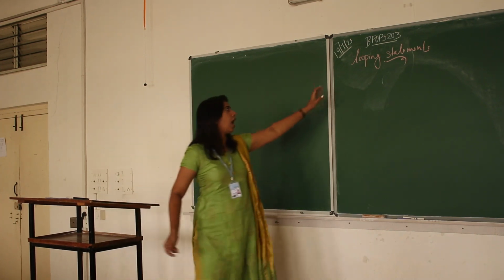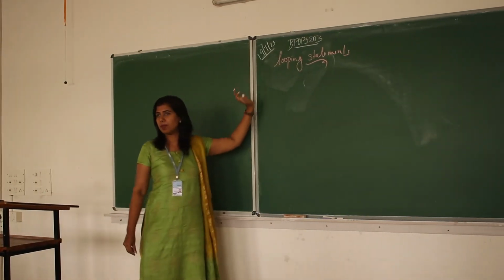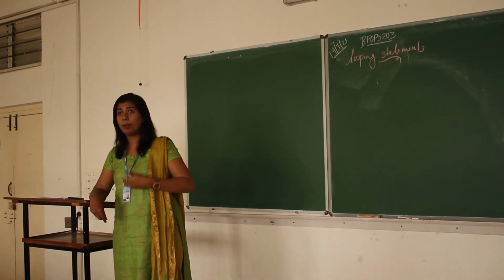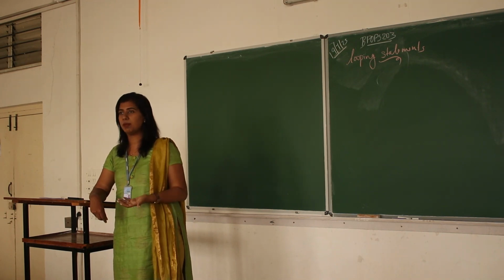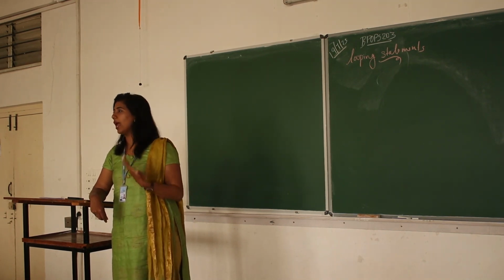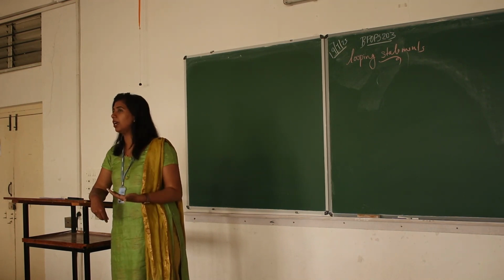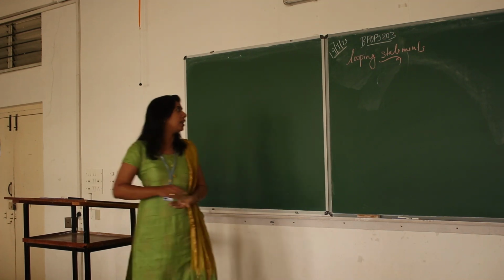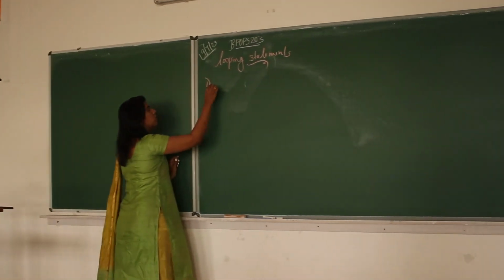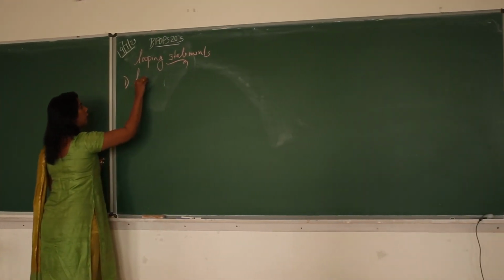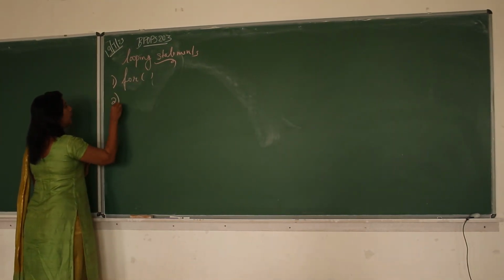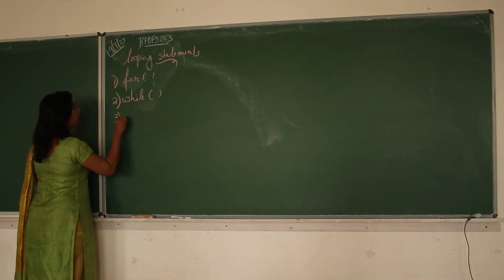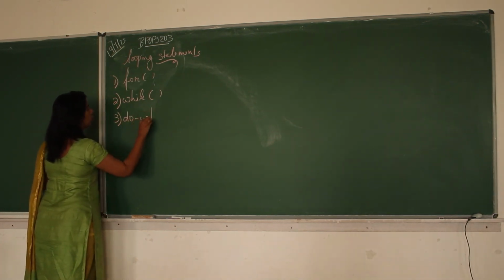So in C, how are we implementing these looping statements? These looping statements are used when we want to repeatedly execute certain statements. That means if you want to execute a statement repeatedly, you will use the looping statements. There are mainly three looping statements. First one, for. Second one, while. Then third one, do while.